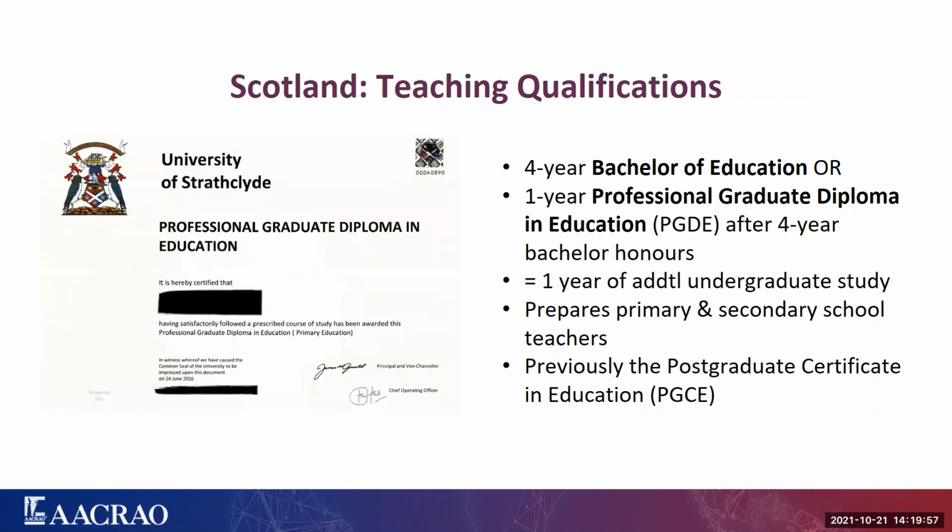Which lands us in Scotland. We also updated the teaching qualifications in the profile for Scotland. In order to become a teacher there, there are two main routes, the 4-year Bachelor of Education or the 1-year Professional Graduate Diploma in Education, the PGDE. The PGDE is a 1-year program, again, which follows the bachelor's degree, specifically a 4-year Bachelor Honors. Now, it is considered to be a post-baccalaureate credential, meaning it's an additional year of undergraduate study rather than graduate.